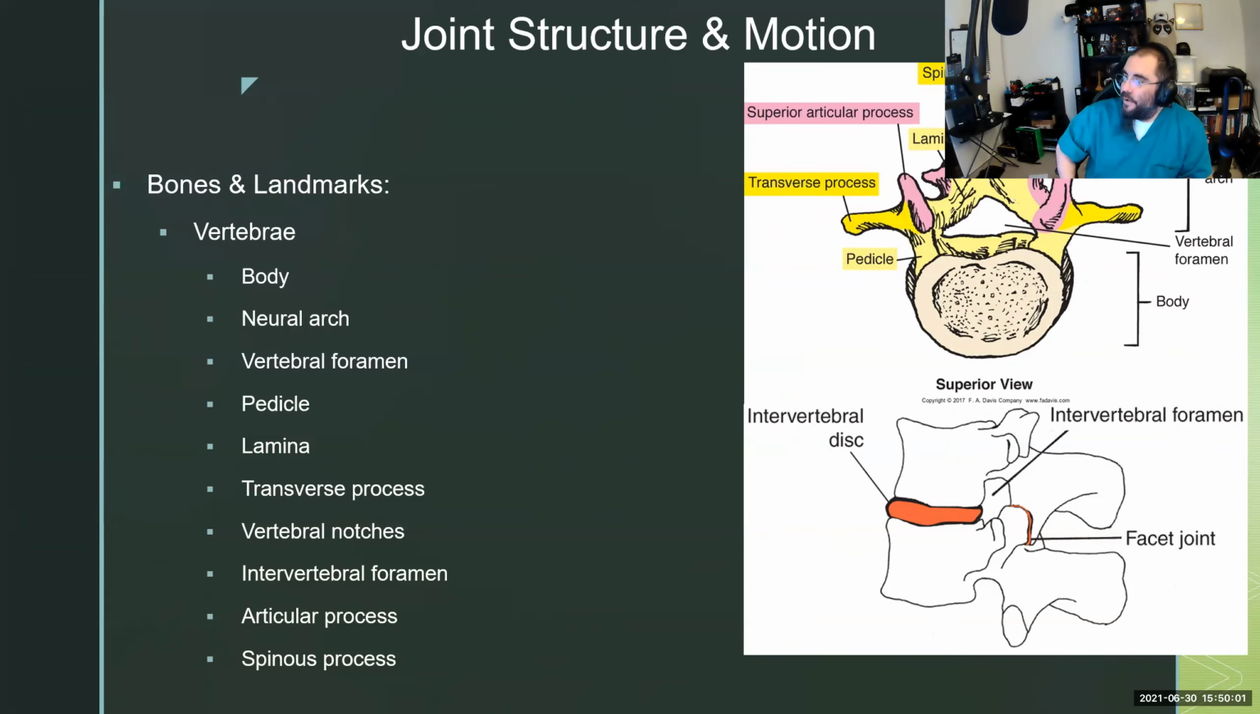So we get down to our vertebrae and we've got a bunch of different parts, right? We have our body, which is the main part of our vertebrae. That is our weight-bearing surface. In between each body of vertebrae, we have our intervertebral discs. And what's their job? Shock absorption. Shock absorption.